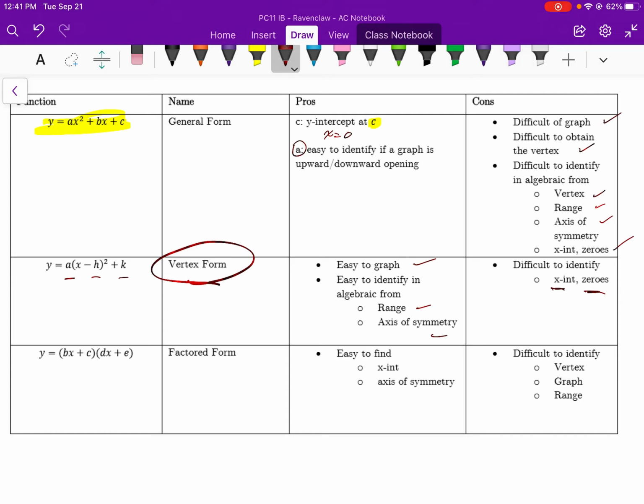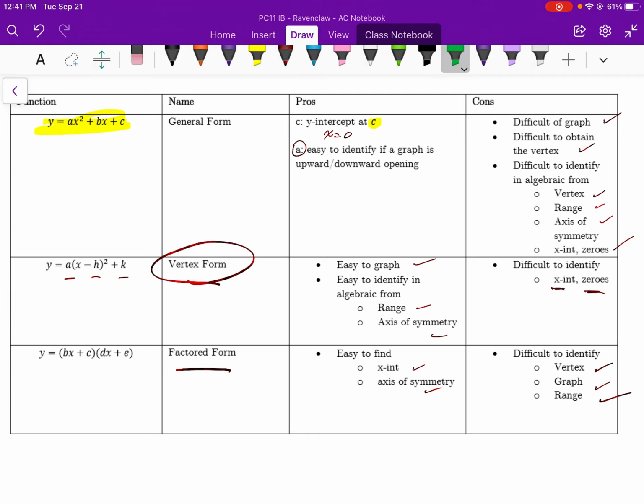Let's go on to our third form, the factored form. When you're given a quadratic in factored form, it is easy to find the x-intercepts, and it just takes a little bit of work and knowledge to find the axis of symmetry. Actually, it takes a lot of knowledge to find the axis of symmetry, but once you know it, you know it. It is difficult to identify the vertex, graph, and difficult to find the range.